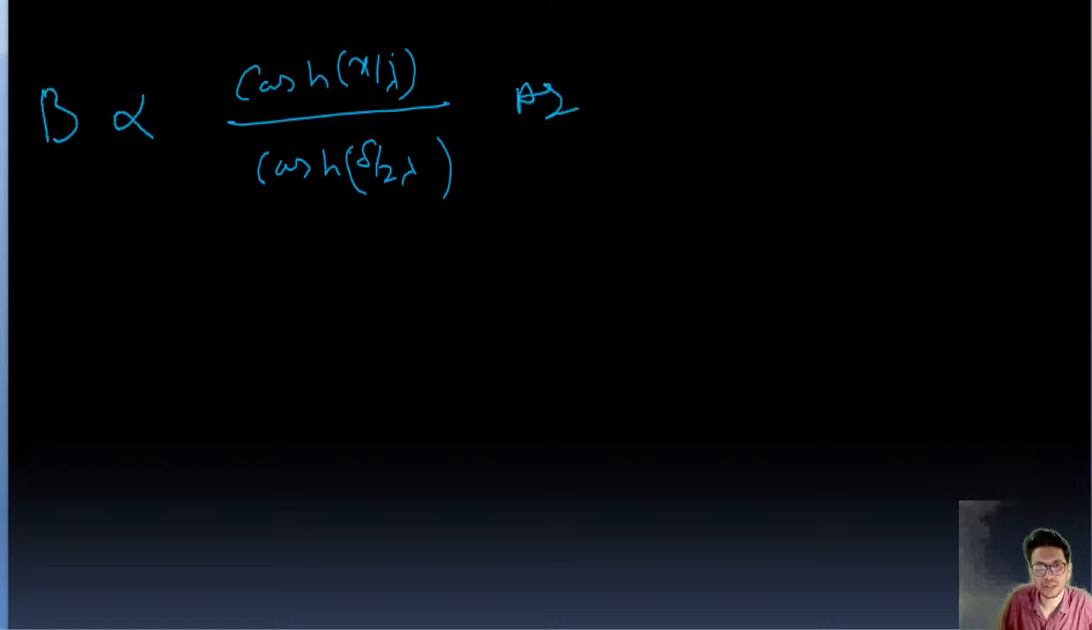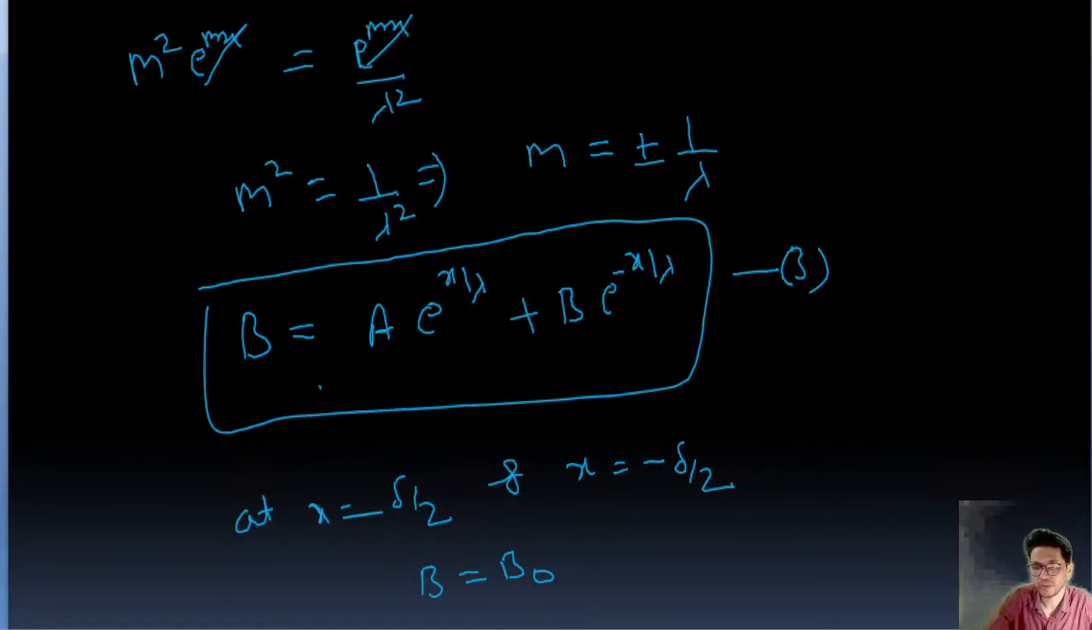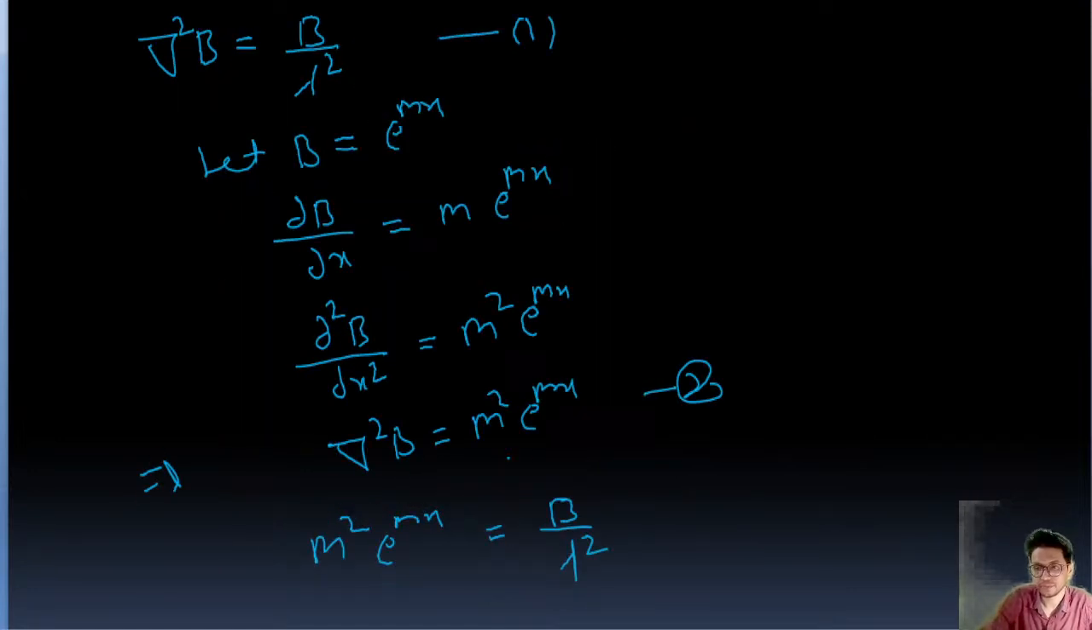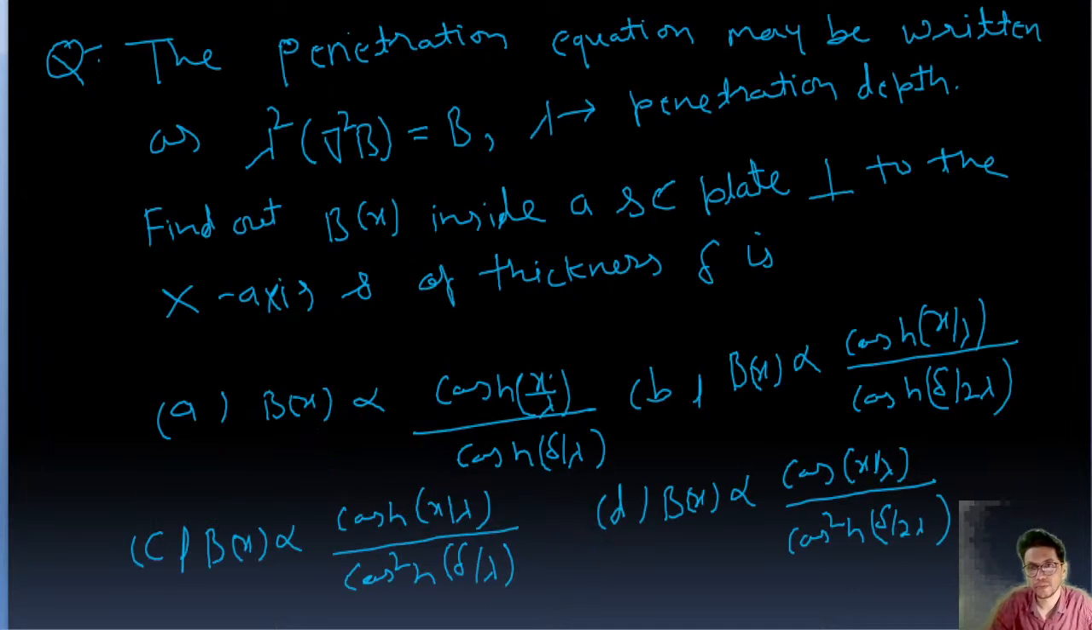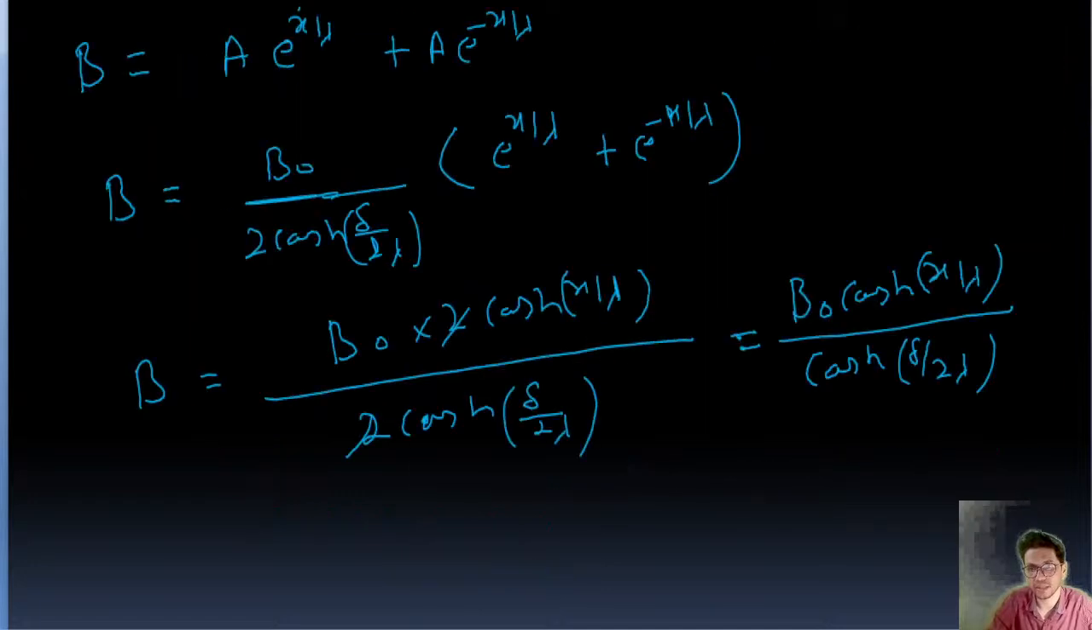So which option is matching? Here you can see this one, option B, B equal to cos hyperbolic x by lambda upon cos hyperbolic delta upon lambda. Okay, so this is the answer, guys. It's a good question. I would request you to practice this question.